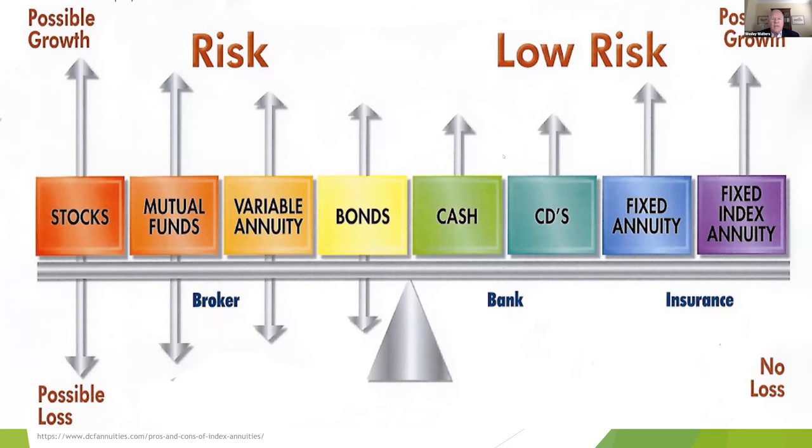So here is our risk continuum. Stocks have the highest risk level. They can go up the most, but they can go down the most as well. If you go over to the right side of the fulcrum, you'll see non-risk products: CDs, fixed annuities, fixed indexed annuities. The fixed indexed annuity has the best potential for growth with no loss provisions.